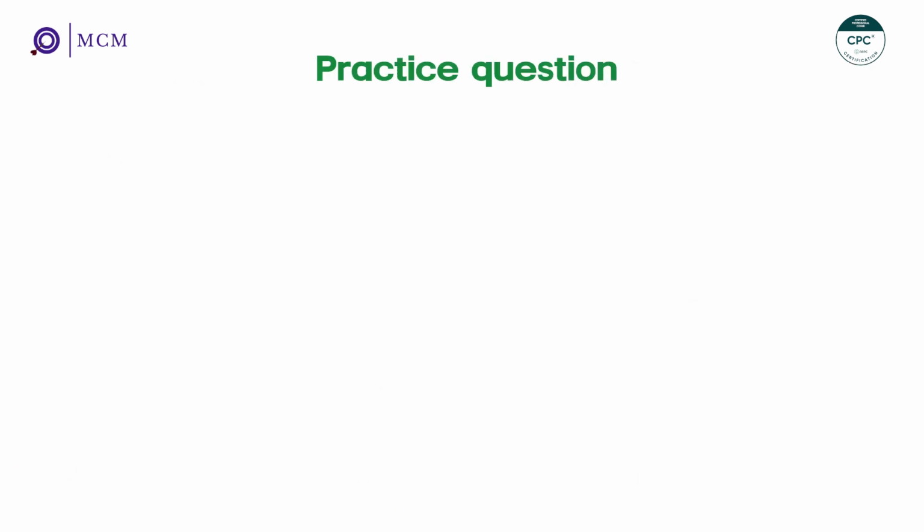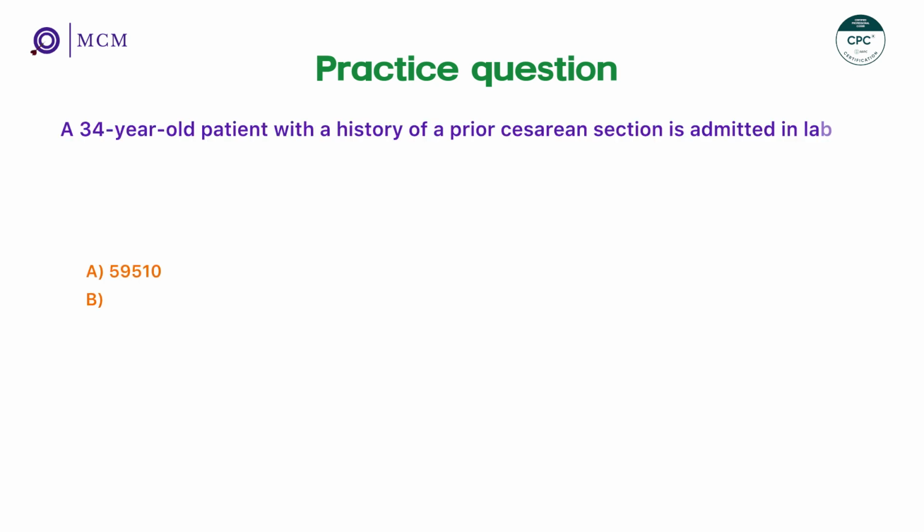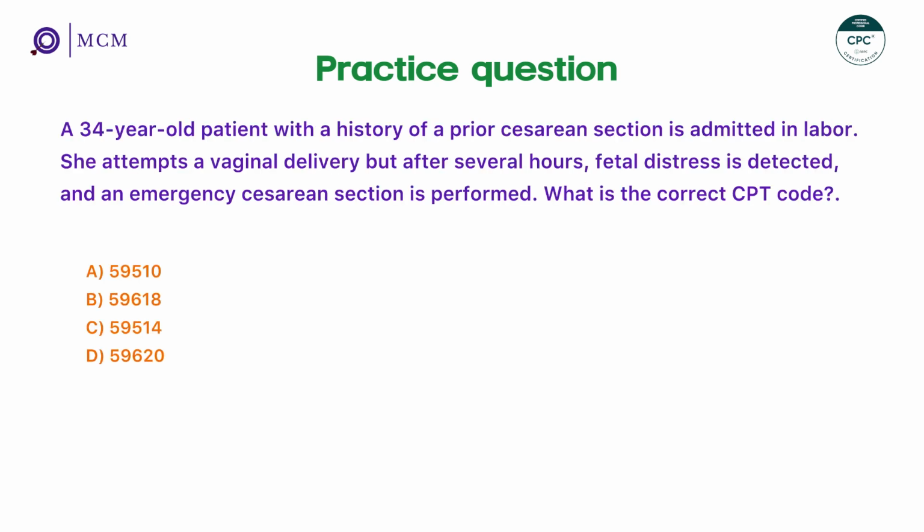Let's apply this knowledge with a question similar to what you might see on the CPC exam. Question: a 34-year-old patient with a history of a prior caesarean section is admitted in labor. She attempts a vaginal delivery, but after several hours, fetal distress is detected and an emergency caesarean section is performed. What is the correct CPT code? The correct answer is D, 59620. Since the patient attempted a vaginal birth but required a C-section, we need a code that specifies a failed VBAC attempt.